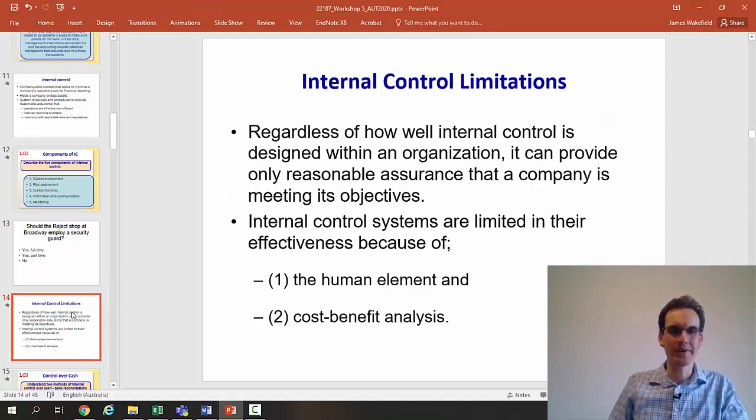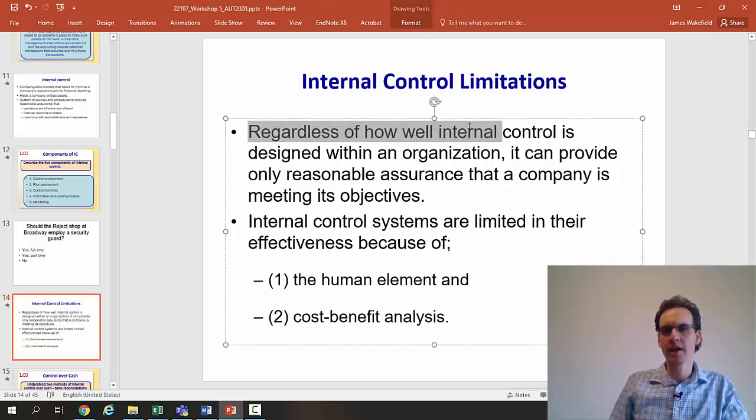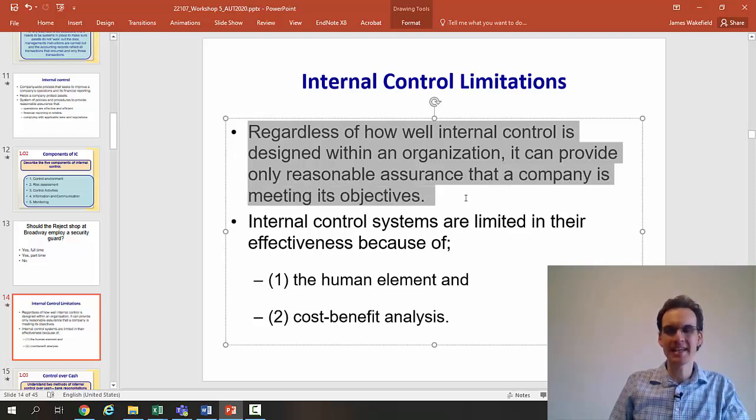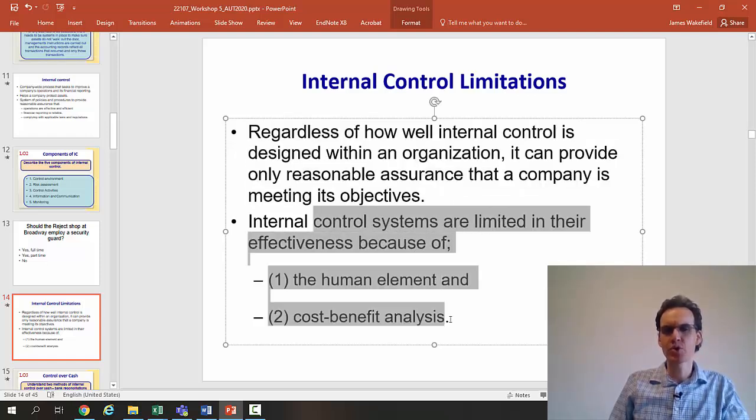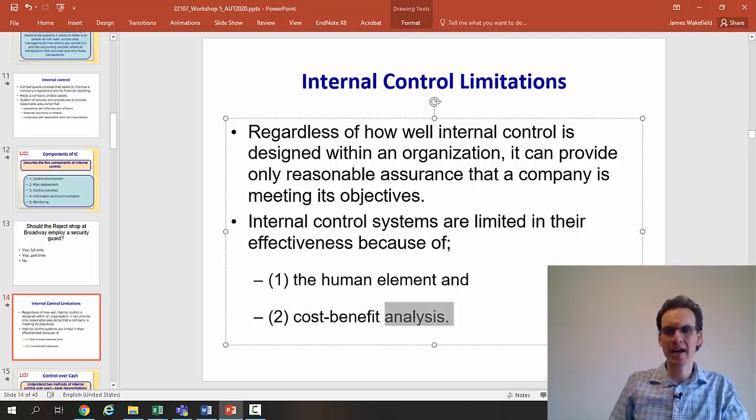deal with that risk. Now, when we look at internal control, there are, of course, limitations. Okay, so regardless of how well internal control is designed, it can only provide reasonable assurance that a company is meeting its objectives. Internal controls are limited because of 2 elements. So let's have a look at these 2 elements right now. The first is the human element.